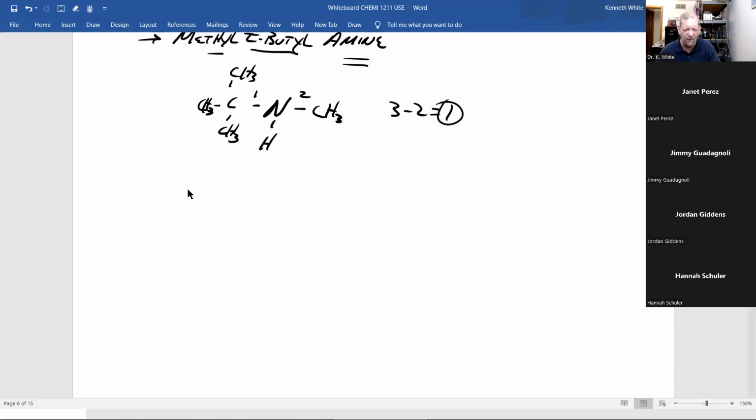Let's do one more. And here's your one more. Draw the structure for isopropylamine.